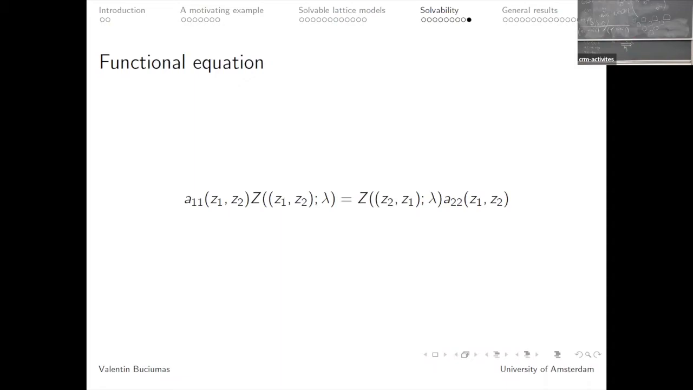And what this tells you is that the partition function is symmetric. So once you know that the partition function is symmetric, and maybe you do a few more other things, it's not too hard to show that the partition function equals the Schur polynomial. Okay, so these were a few tricks from the theory of solvable lattice models.